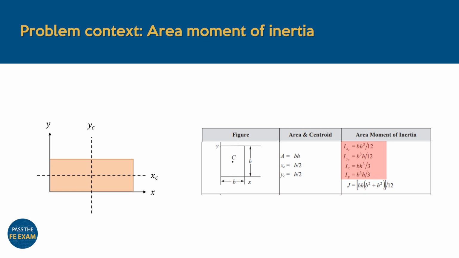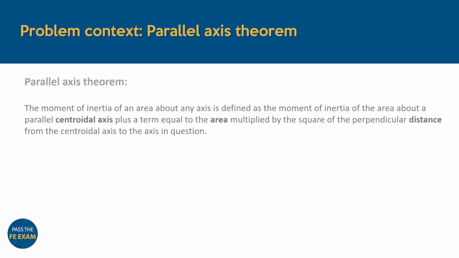In the case of the I-beam, we're working with a relatively complex shape when compared to something like a rectangle. But luckily, there's a theorem that allows us to tackle these complex composite shapes, and it's referred to as the parallel axis theorem. The FE handbook provides us with a useful definition stating that the moment of inertia of an area about any axis is defined as the moment of inertia of the area about a parallel centroidal axis, plus a term equal to the area multiplied by the square of the perpendicular distance from the centroidal axis to the axis in question.